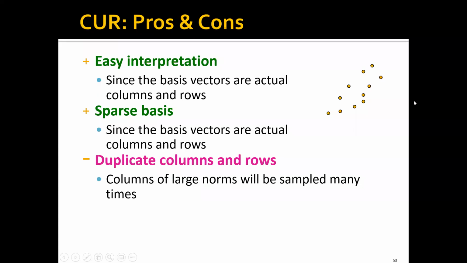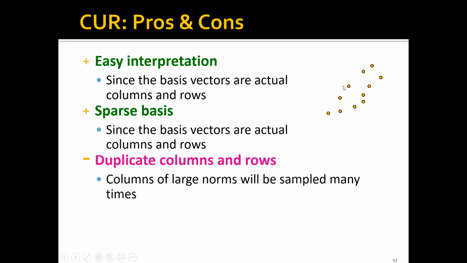Now let's talk about the pros and cons of CUR. One of the advantages of CUR is easy interpretation. Since the basis vectors are actual columns and rows in the input matrix A, this means we can interpret the concepts using actual users or movies.